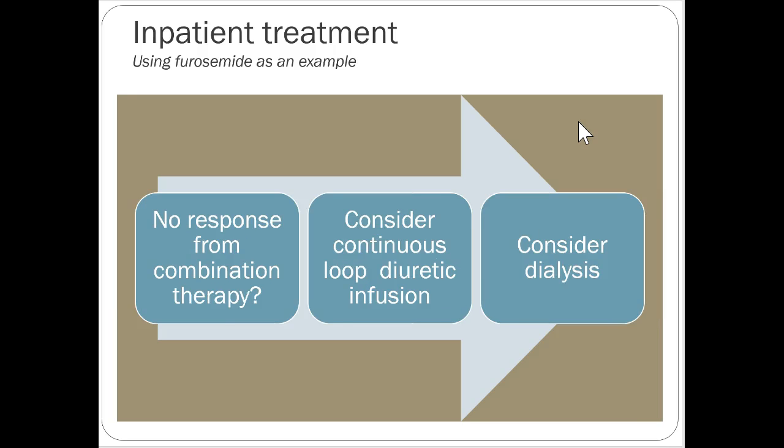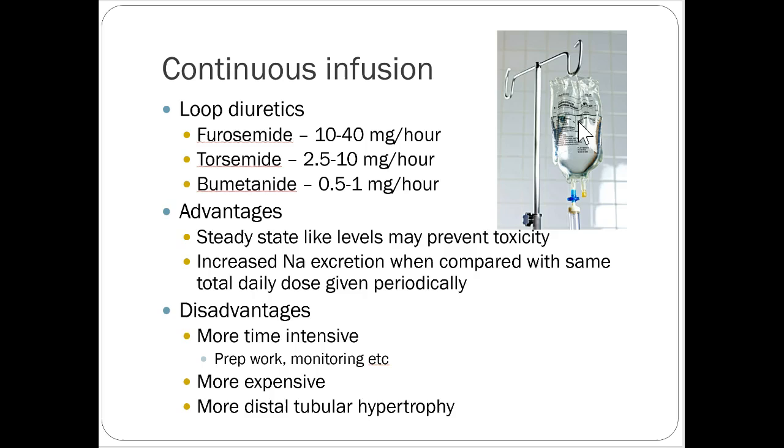If you don't get any response from those combinations, then at that point your two options are continuous loop diuretic infusions, and then ultimately, if that doesn't work, you're looking at dialysis. So the continuous infusion of the loop diuretic is basically just a scheduled dose of diuresis per hour. We were talking about doses earlier of 40 milligrams of furosemide, maybe up to 80 milligrams a day. The highest outpatient doses I've seen would be maybe 80 twice a day. But this is a lot.